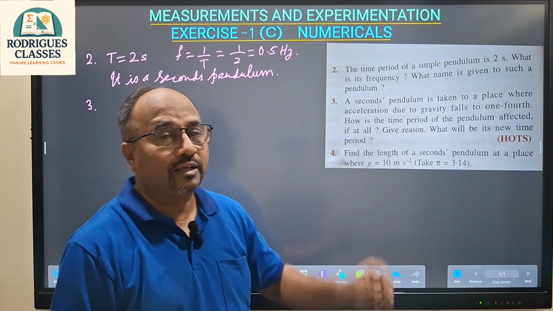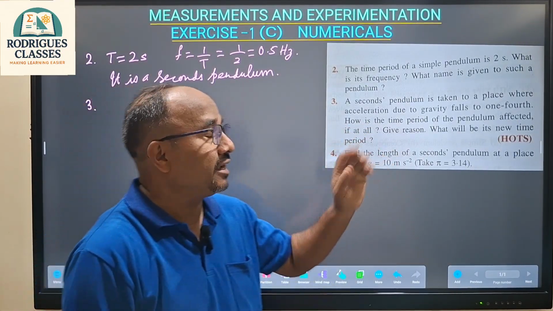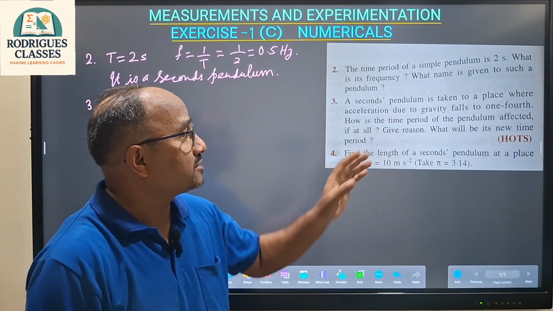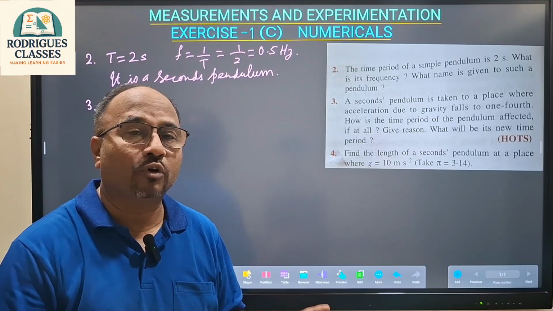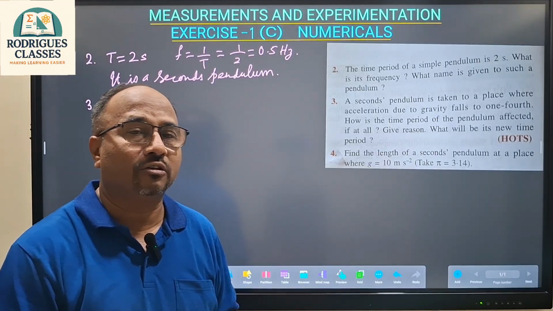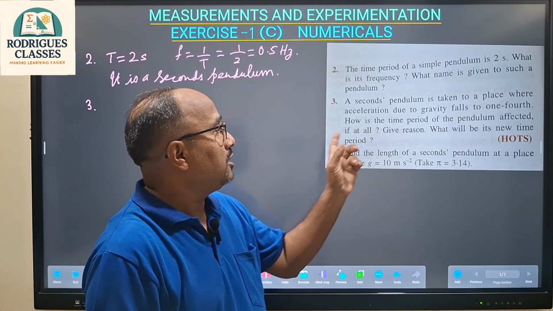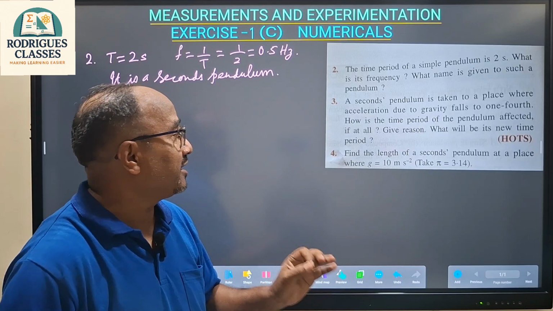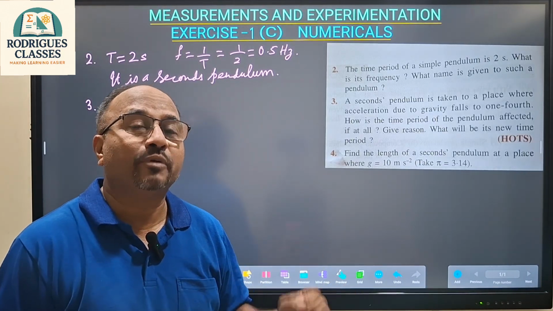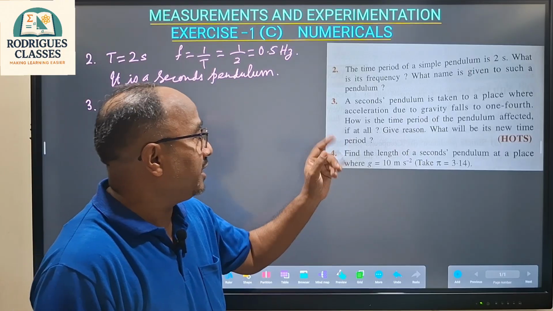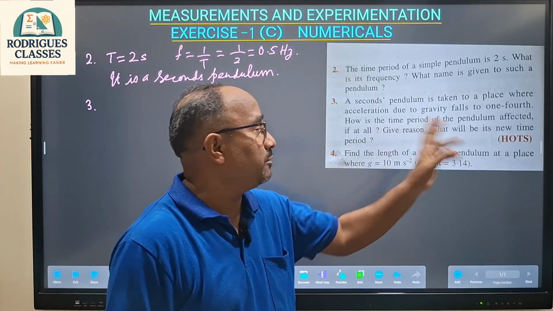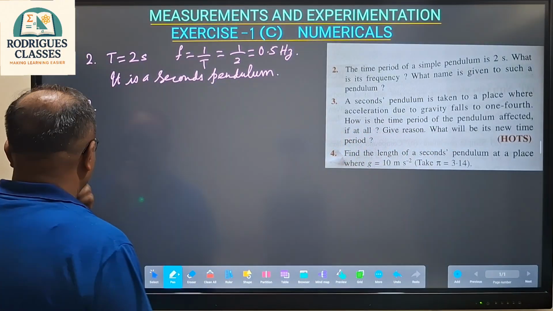The third one goes like this: a seconds pendulum is taken to a place where acceleration due to gravity falls to 1/4. Means whatever is the acceleration due to gravity on the earth, it becomes 1/4 of that. How is the time period affected, if at all? So time period will surely change. So it is asking how it is affected. Then it says give reason and what will be its new time period, that is asked.